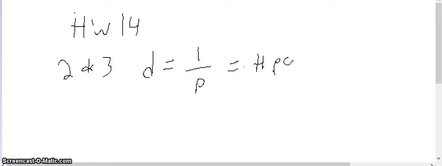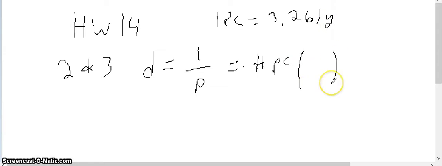So you'll have some number of parsecs, but please change it from parsecs to light years. Just to remind you, 1 parsec is equal to 3.26 light years. Whatever that number is, you just multiply it by 3.26 light years per 1 parsec. The parsecs cancel, and that gives you an answer in light years.